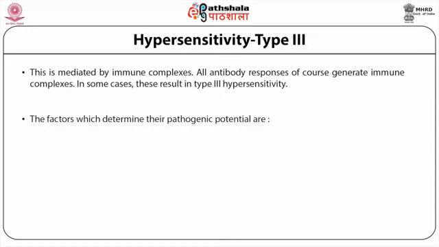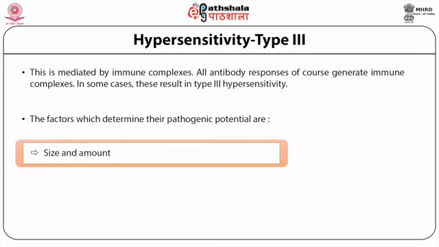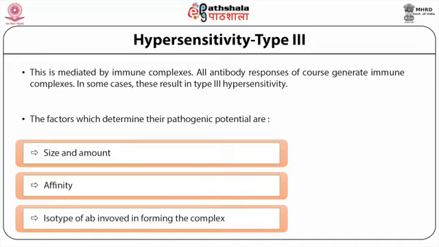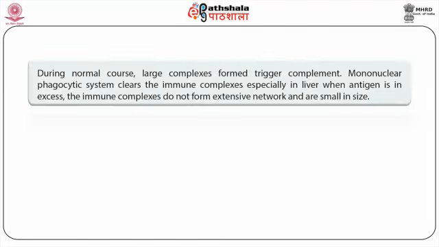The factors which determine their pathogenic potential are the size and amount of the immune complexes, the affinity in these immune complexes, and the isotype of antibodies involved in forming the complex. During the normal course, large complexes formed trigger complement. The mononuclear phagocytic system clears the immune complexes, especially in the liver, when antigen is in excess.